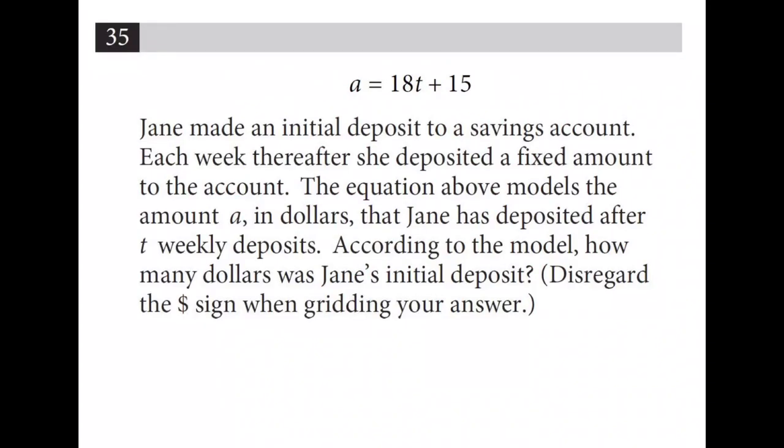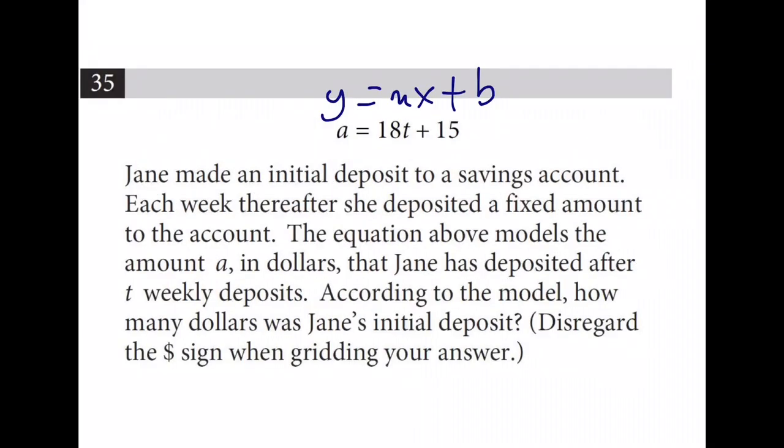35. A is equal to 18t plus 15. Jane made an initial deposit to a savings account. Each week thereafter, she deposited a fixed amount to the account. The equation above models the amount A in dollars that Jane has deposited after t weekly deposits. According to the model, how many dollars was Jane's initial deposit? Disregard the dollar sign when grading your answer.